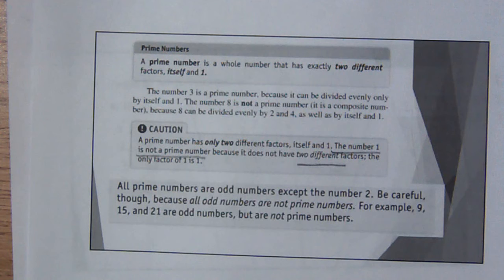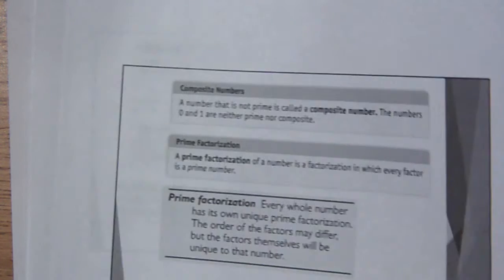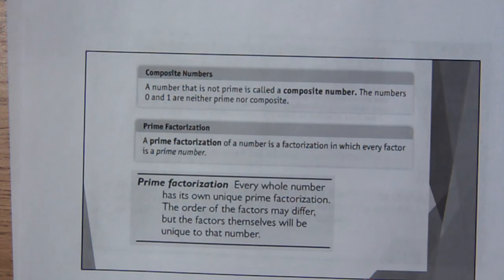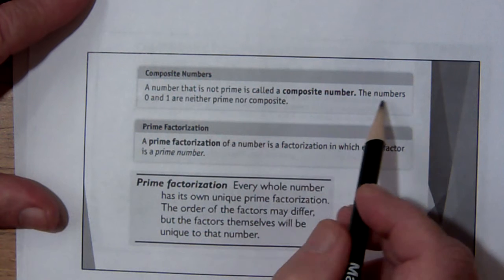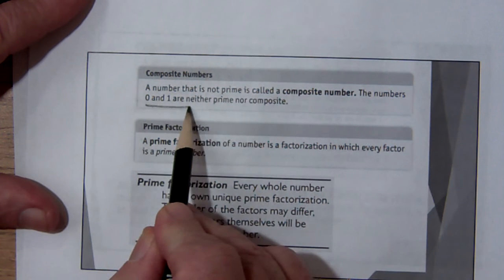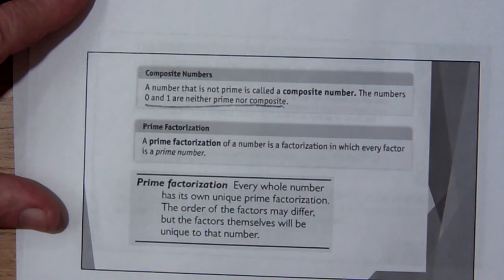Another observation to make is that all prime numbers are odd numbers except the number 2. 2 is the only even prime, but not all odd numbers are prime numbers. For example, 9 is 3 times 3. That's not prime. Numbers that are not prime are called composite, and the numbers 0 and 1 are neither prime nor composite. They're special. So numbers can be 0, 1, prime, or composite.